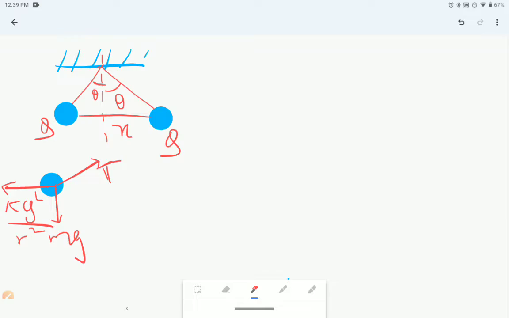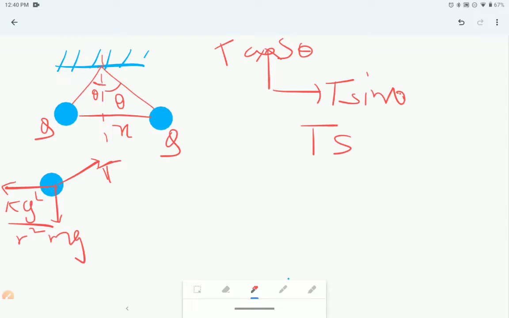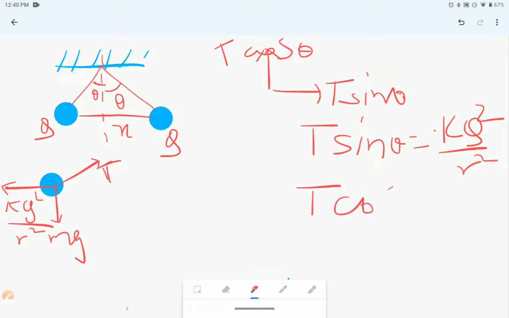Also, if you carefully observe, T can be given by, because yes, now find out the components first. Let's say along the x-axis it is T sin theta, and along the y-axis it's T cos theta. Now let's see. T sin theta is equal to kq square upon r square.